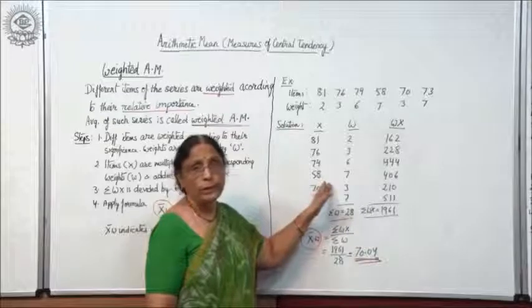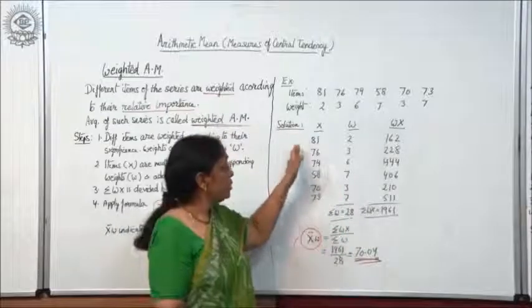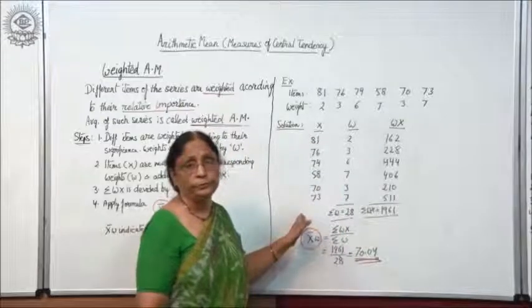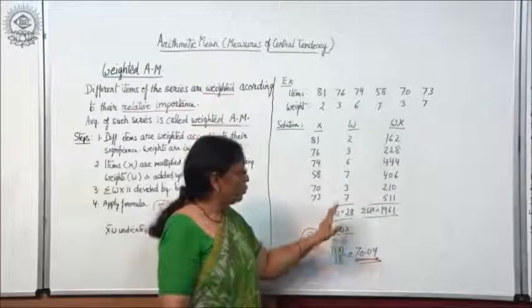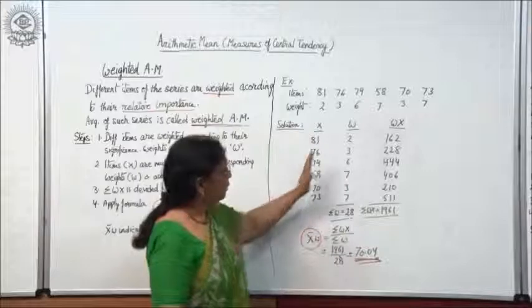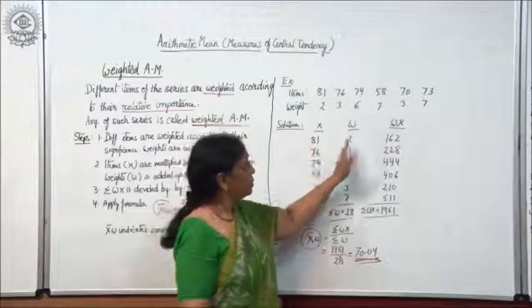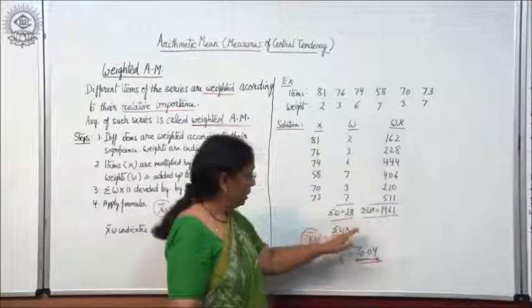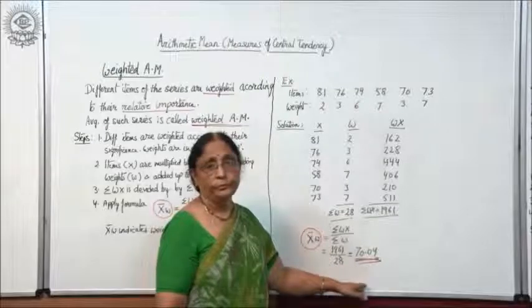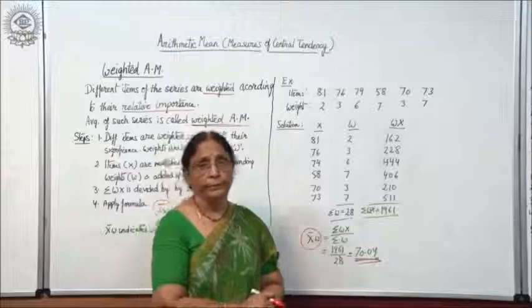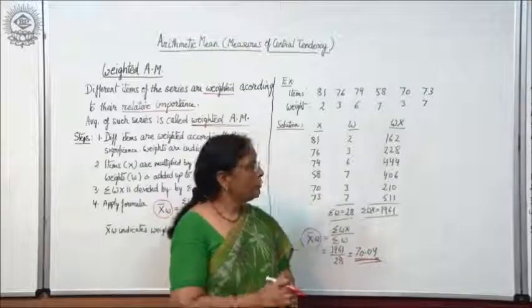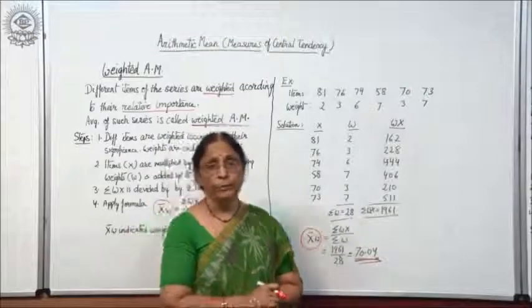This is not frequency, this is the weight allotted to each item given over here, right. So this is the simple calculation. The only thing you should know is that items are given weight and then these two columns are multiplied to get the answer, right. This much is enough to know about weighted arithmetic mean, right. So enough calculation we have done about arithmetic mean.